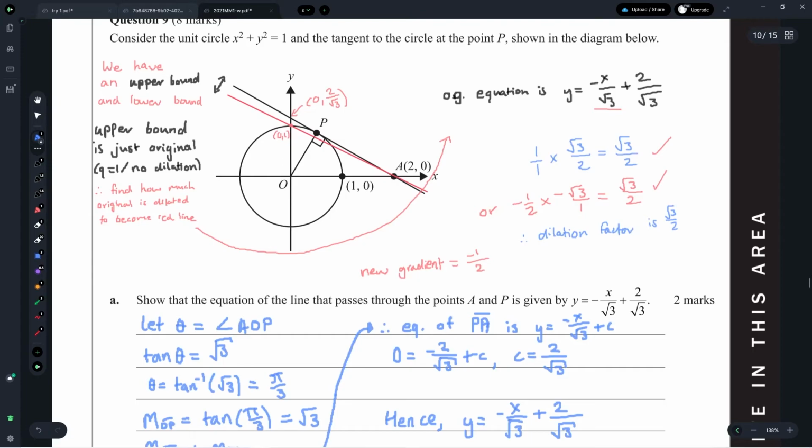Again, to find the dilation factor, you take the new thing. So the red line, the new y-intercept was 1. You divide that by the old thing. So the old y-intercept was 2 on root 3. And you can divide by multiplying by the inverse. Okay? And so both ways we found a dilation factor of root 3 on 2.